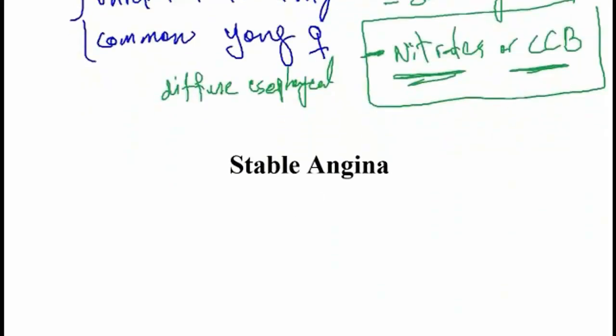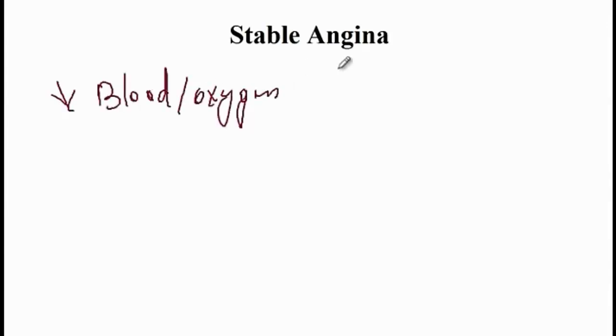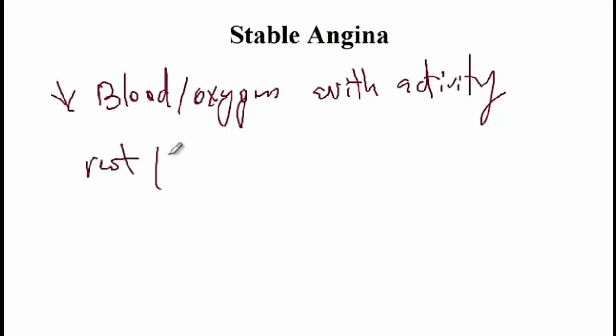Next, we have stable angina. With stable angina, there is only a decreased blood and oxygen supply to the heart with activity. So therefore, these patients present with symptoms during activity. For instance, the patient may say, I was lifting the grocery bags, that was the time that I started to develop the chest pain, I started to rest, and then the chest pain went away. So rest as well as nitroglycerin relieves the symptoms in these patients.